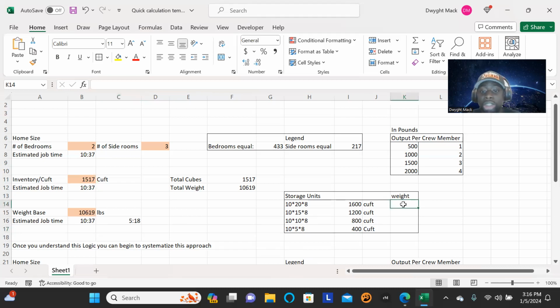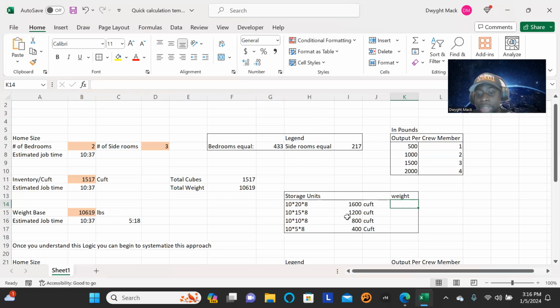So with storage, a customer tells you over the phone, hey, I have a 10 by 20 storage unit. Now, this is 10 by 20, so length times width times height. Most storage unit heights are 8 feet, so that's where we got these numbers from. That's going to come out to 1,600 cubic feet.